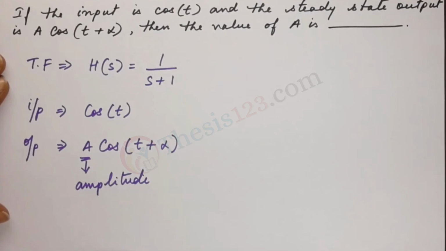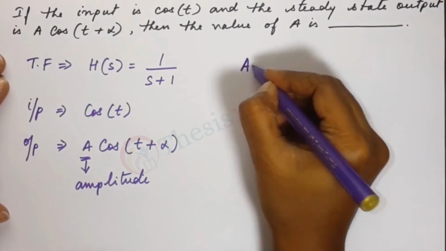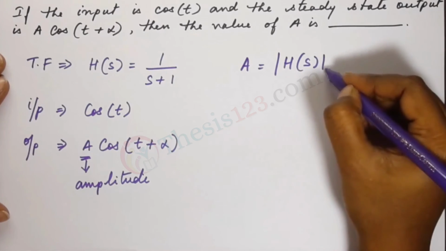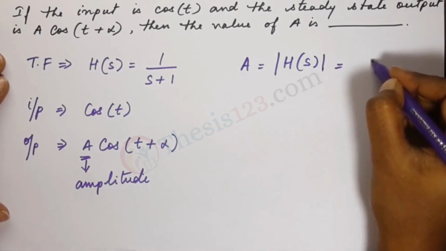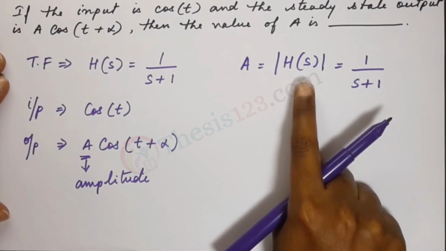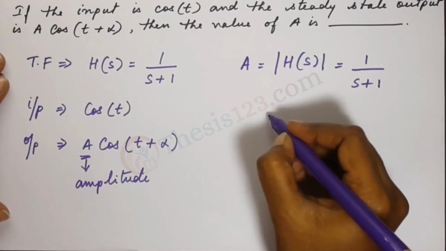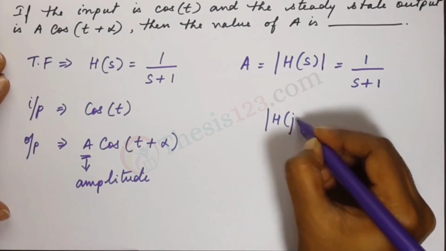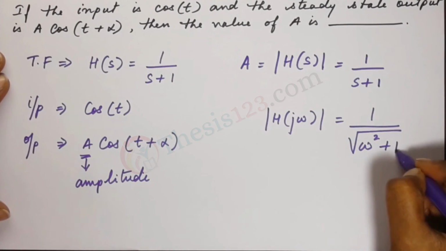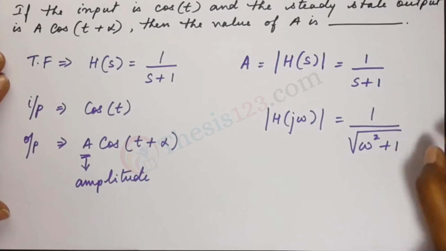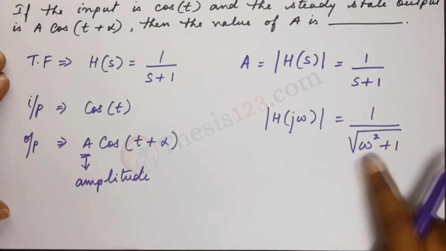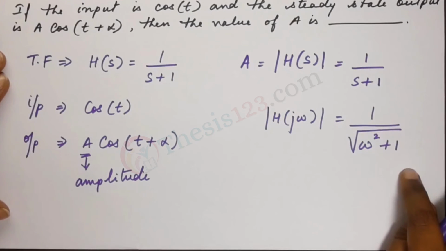Now in terms of the transfer function given to us, the amplitude A would be the mod of H(s), or the magnitude of the transfer function, which is 1 by s plus 1. And the amplitude of this in terms of j omega, H(j omega), would be 1 divided by root of omega square plus 1. So we are converting this in terms of omega. So 1 by s plus 1 is written as 1 by root of omega square plus 1.